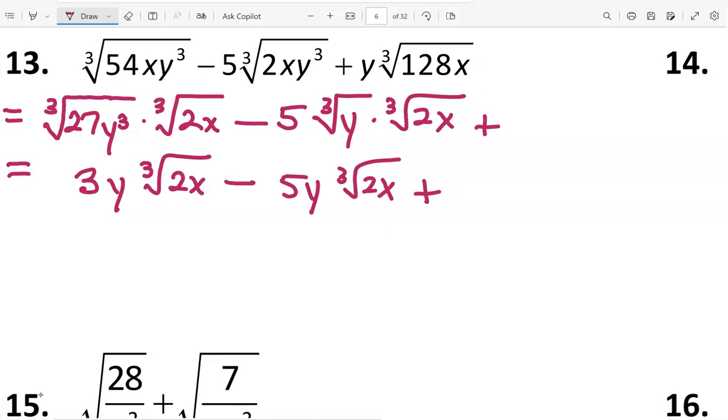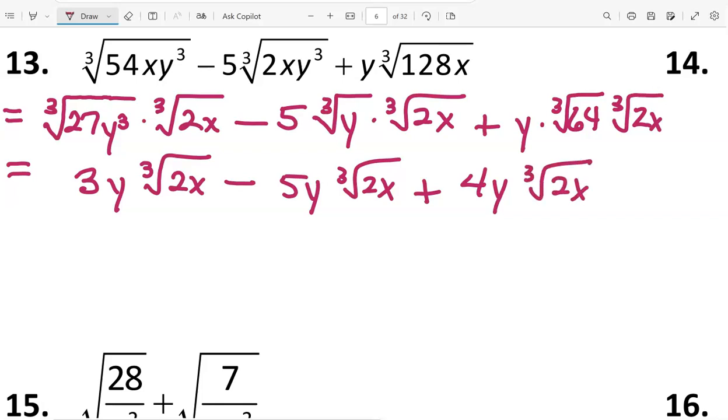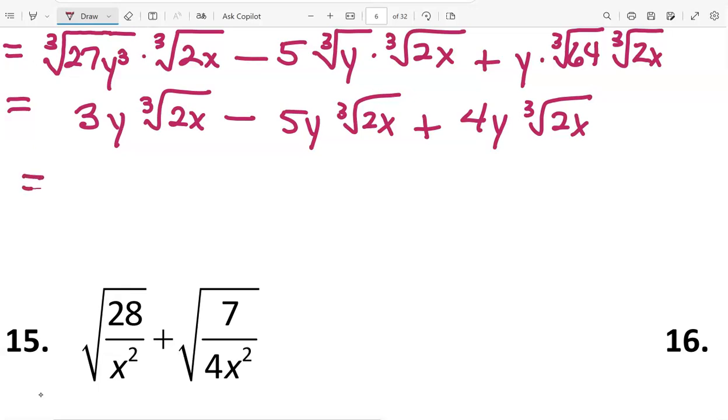And in the third radical, I'll bring down the y, and we have a perfect cube factor in 128 of 64. And that leaves us with a cube root of 2x as a leftover factor. Simplifying that term, cube root of 64 is 4, so 4y times the cube root of 2x. Now, since all the radicals have the same radicand, we can combine by adding or subtracting coefficients. So 3y minus 5y is negative 2y, plus 4y is positive 2y, times the cube root of 2x.